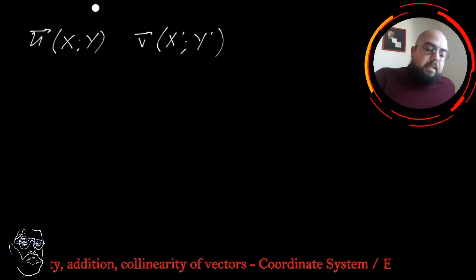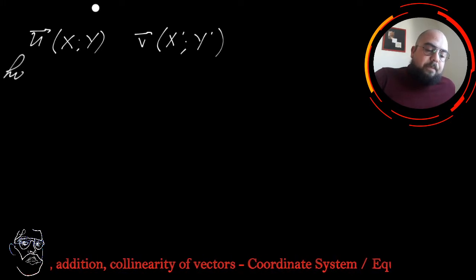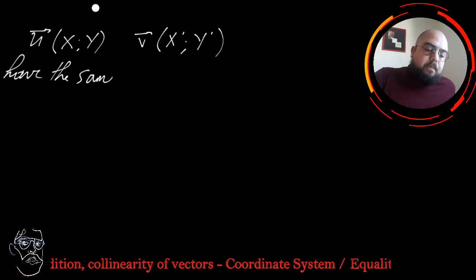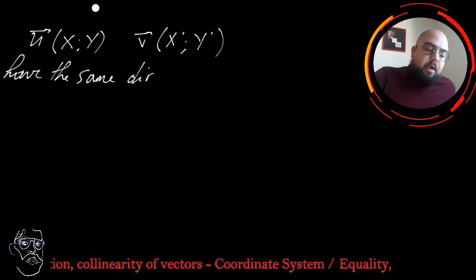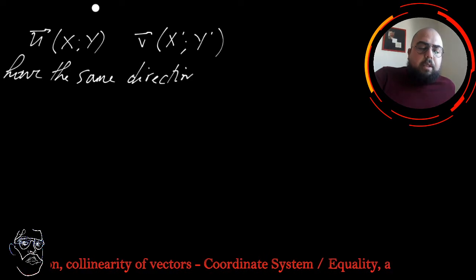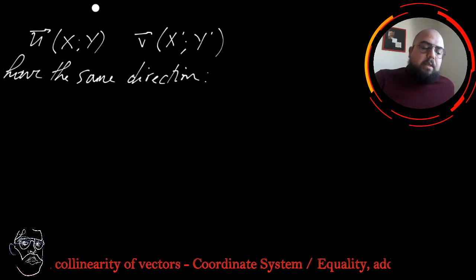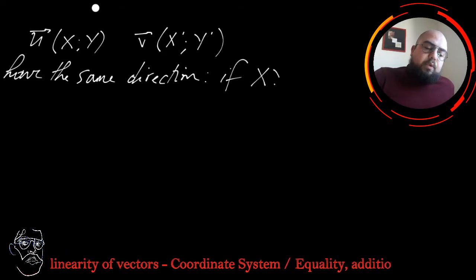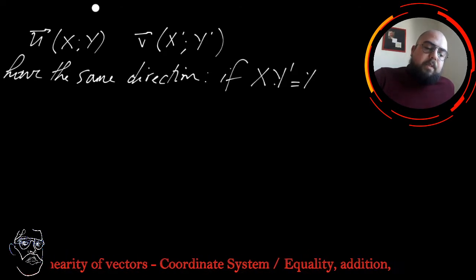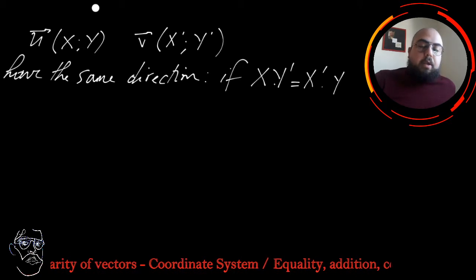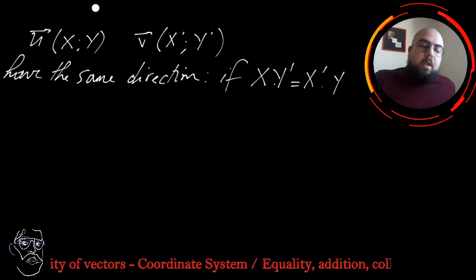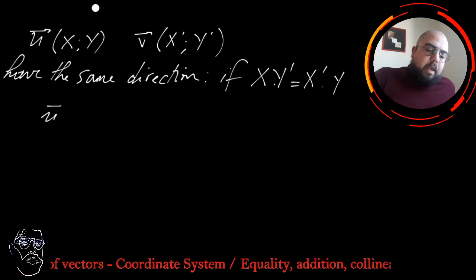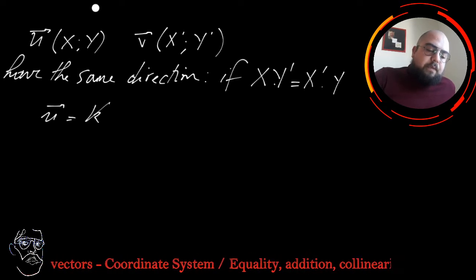We can say that these two vectors have the same direction, or they are collinear, if x times y prime is equal to x prime times y. Alright? Which means that u can be written as k times v.